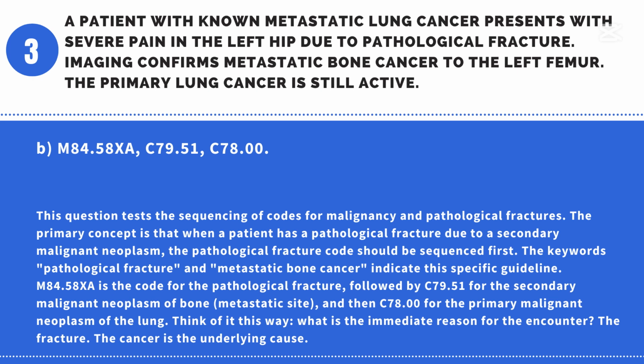The keywords pathological fracture and metastatic bone cancer indicate this specific guideline. M84.58XA is the code for the pathological fracture, followed by C79.51 for the secondary malignant neoplasm of bone, metastatic site, and then C78.00 for the primary malignant neoplasm of the lung. Think of it this way: what is the immediate reason for the encounter? The fracture. The cancer is the underlying cause.